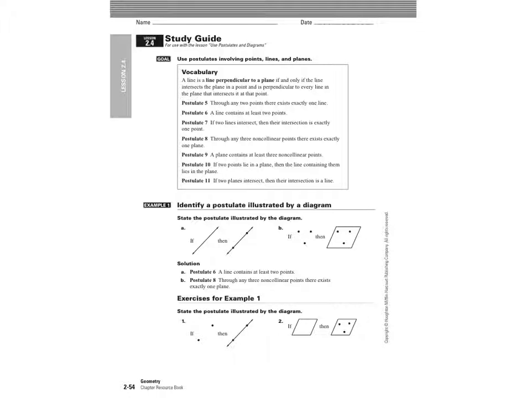So if I gave you example A here, this one it says if, and it's got a picture of a line. So a line contains at least 2 points. So it goes from the line with no points on it to then the then, and that is a line contains at least 2 points. So I am going to give you pictures like this, and you'll tell me the postulate.